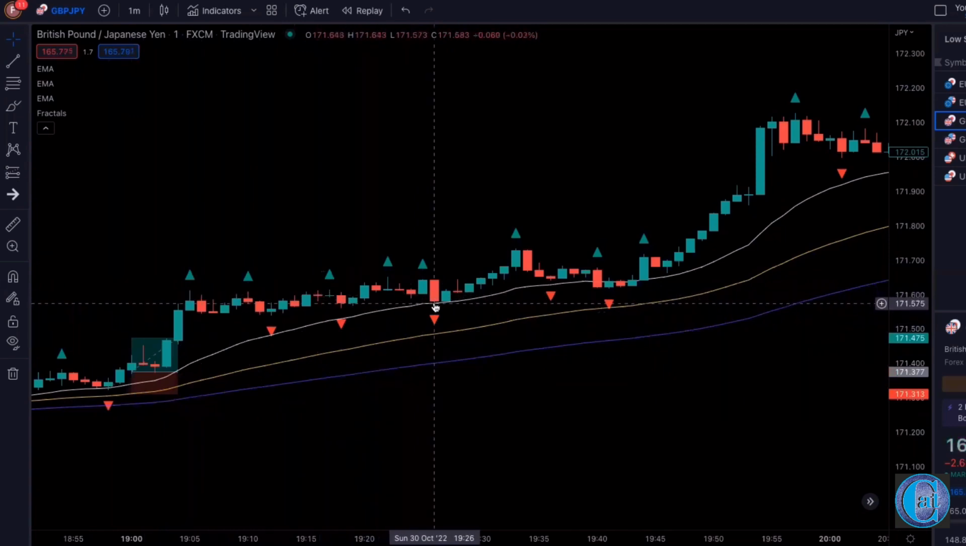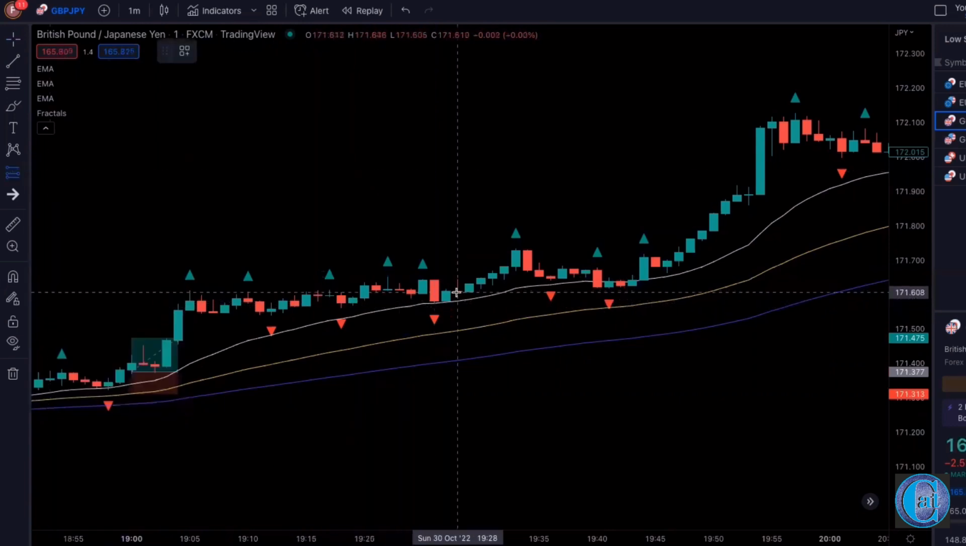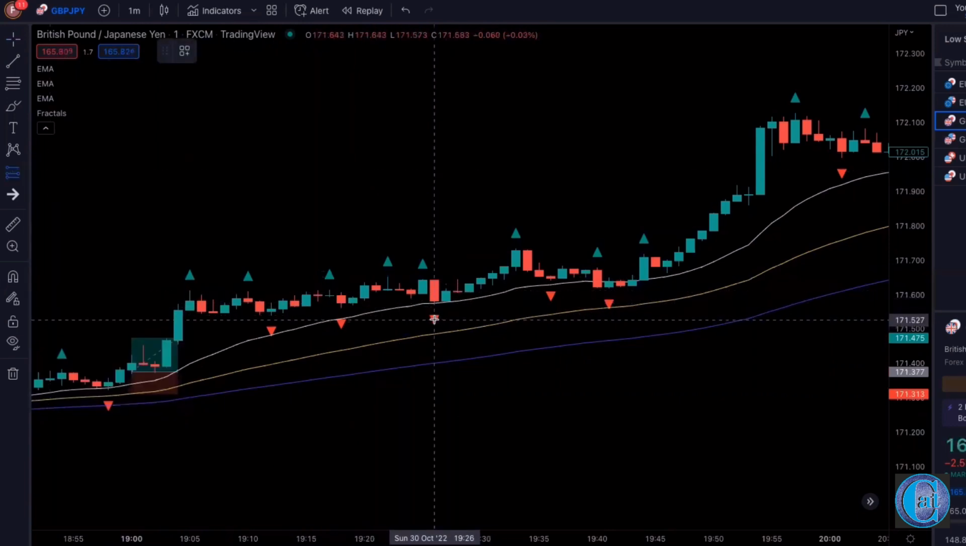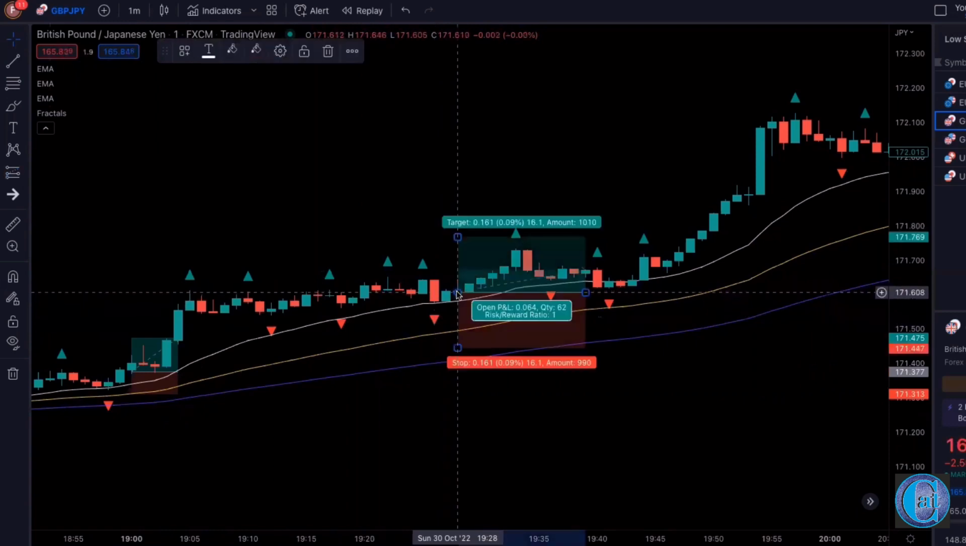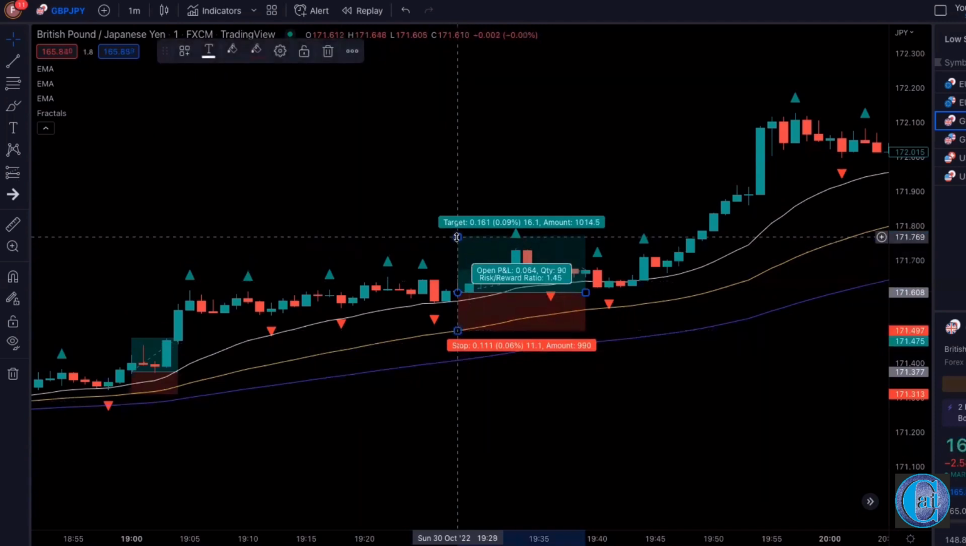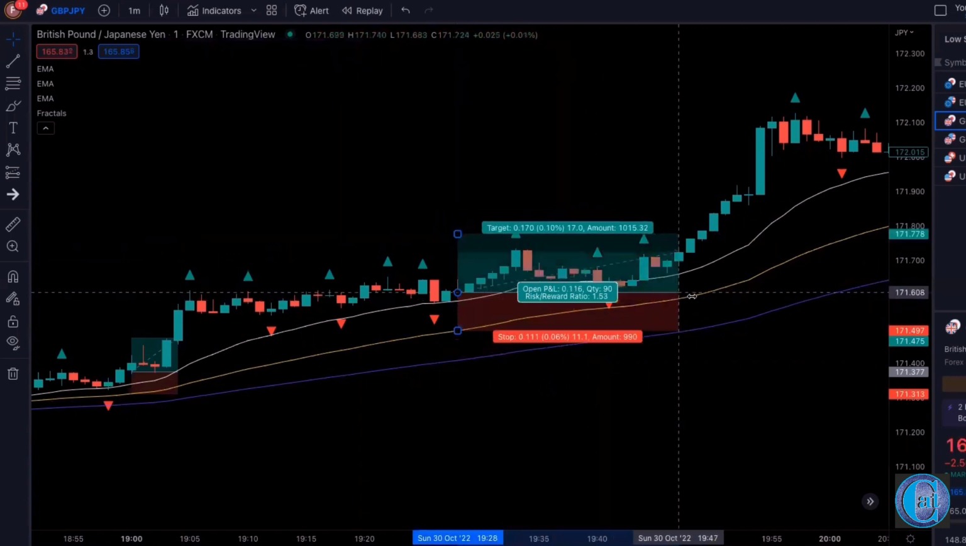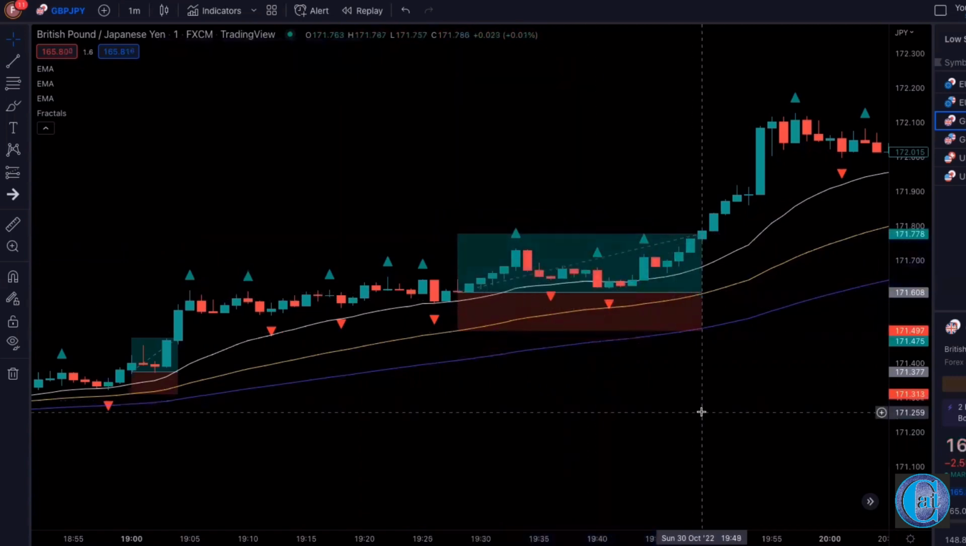It hits the 20 right here. So if you wanted to take this trade, you'd get in over here because the Williams fractal would print right here when this candle starts. Stop loss at the 50, 1 to 1.5. This one would take a few minutes, but there you go, right?